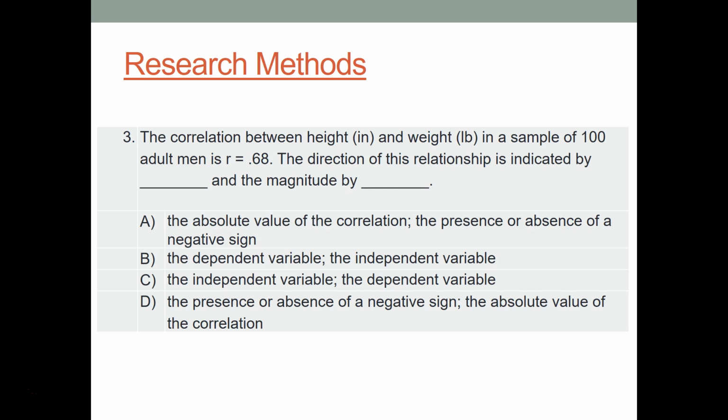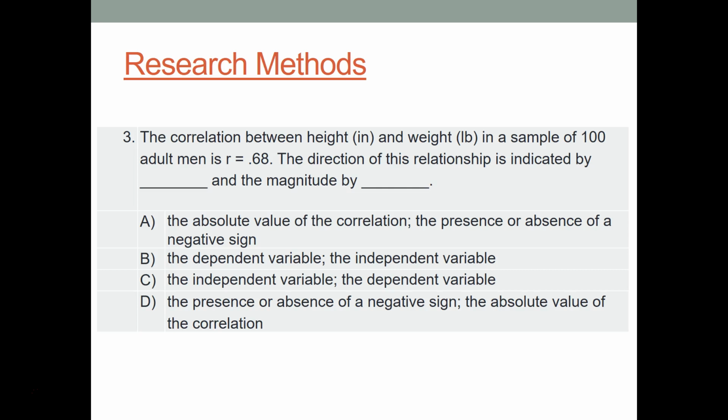Okay, so this one is tricky, and you're going to get a lot of questions like this where there's two different options, and you have to make sure the right option goes in the right spot. Okay. So option A, the direction of this relationship is indicated by the absolute value of the correlation and the magnitude by the presence or absence of a negative sign. Well, we remembered that with correlation we were looking at the strength and magnitude. It has to do with the value and whether or not we have a positive or negative correlation. So we'll leave A for right now.